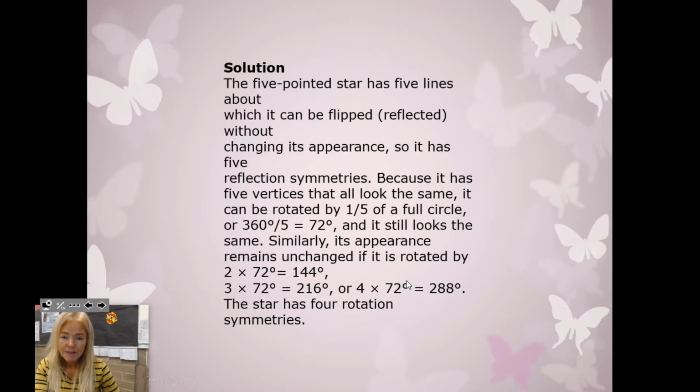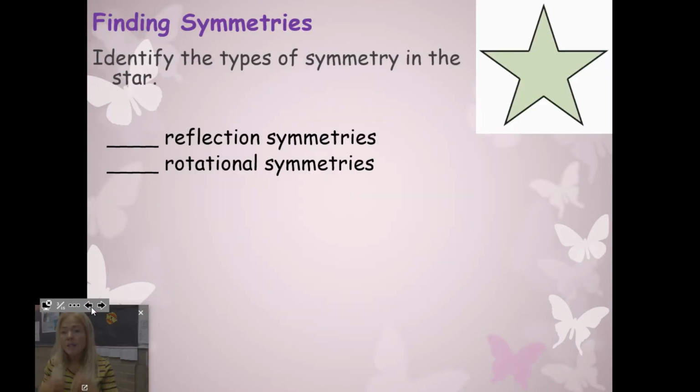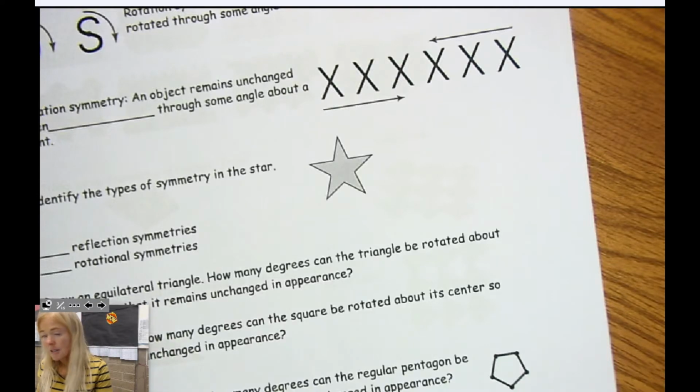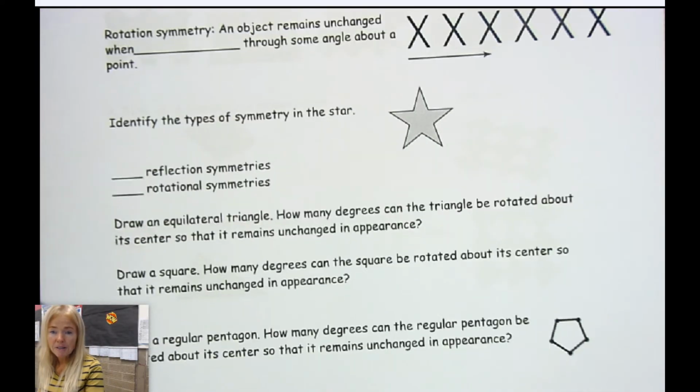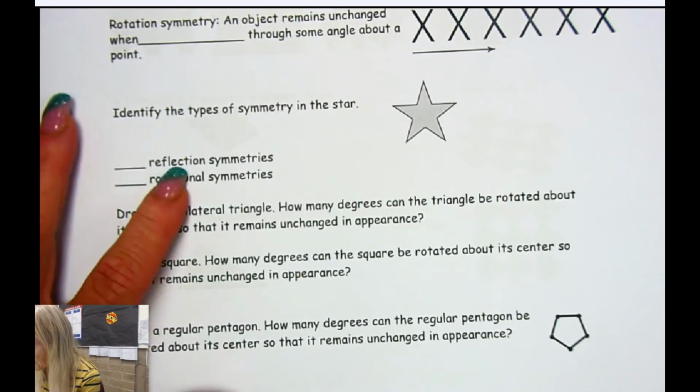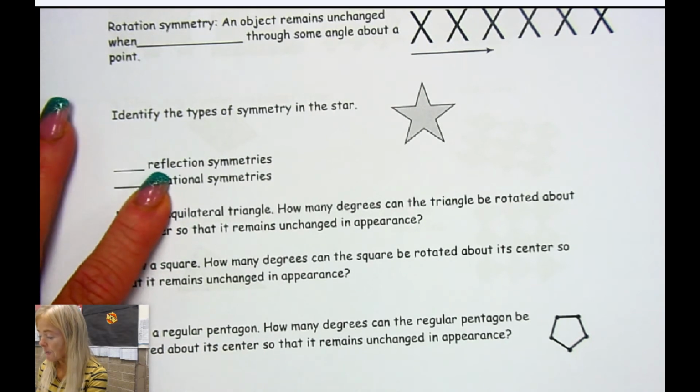Identify the types of symmetry in the star. Now this is a type of homework problem. What we're looking for is how many times can we rotate, or in how many places can we reflect this star about, and it would remain unchanged. For that, I'm going to look at this on our homework here. Identify the types of symmetry in the star. So reflection symmetries.